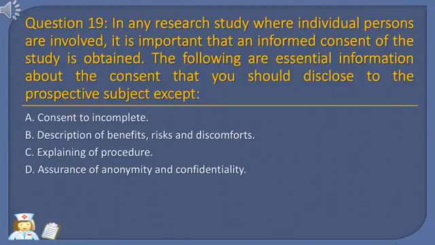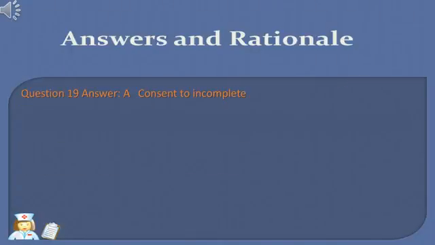Question 19. In any research study where individual persons are involved, it is important that an informed consent of the study is obtained. The following are essential information about the consent that you should disclose to the prospective subject except: A. Consent to incomplete. B. Description of benefits, risks and discomforts. C. Explaining of procedure. D. Assurance of anonymity and confidentiality. Question 19 answer: A. Consent to incomplete.